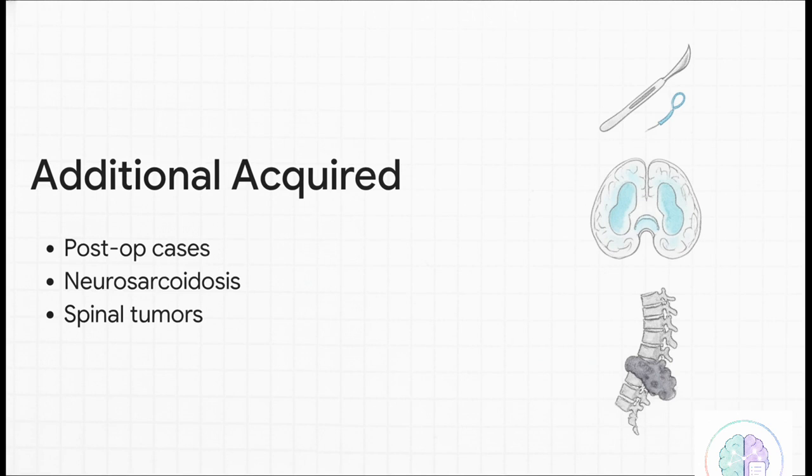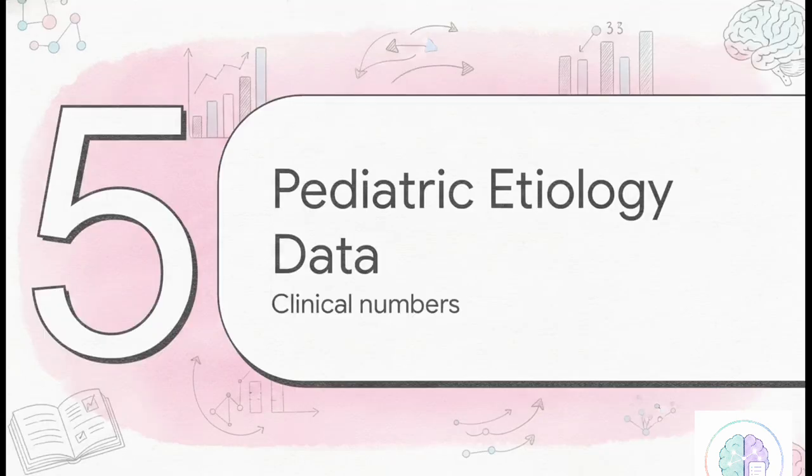Lastly, hydrocephalus is sometimes, surprisingly, associated with spinal tumors. Why? Well, it's likely due to either increased proteins from the tumor clogging the granulations, elevated venous pressure, or previous microscopic hemorrhages from the spine traveling up. Let's look at Section 5, Pediatric Etiology Data, to actually break down the hard numbers.